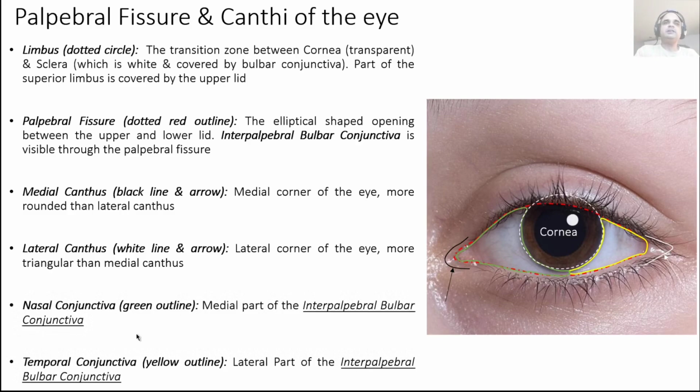The nasal conjunctiva and the temporal conjunctiva are the divisions of the interpalpebral bulbar conjunctiva. The nasal conjunctiva is the medial part, shown in green outline. The temporal conjunctiva is the lateral part, shown in yellow outline here.